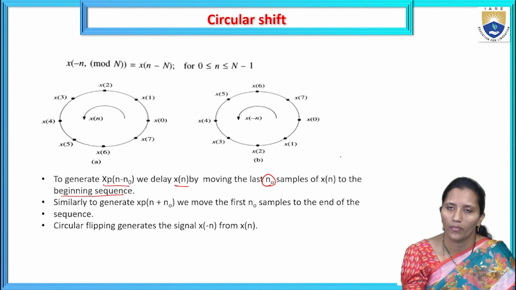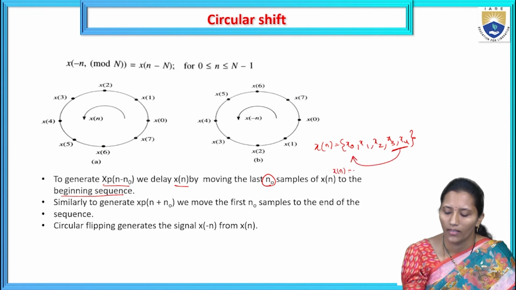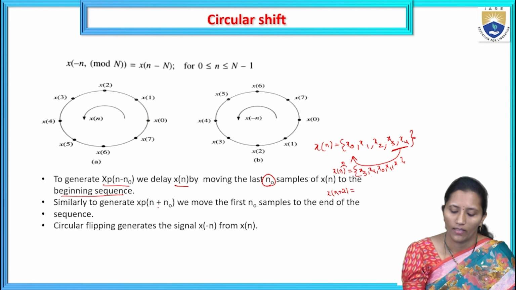Suppose I have x of n as x0, x1, x2, x3, x4. The last 2 samples will come to the beginning of your sequence. So x3, x4, x0, x1, x2. After shifting 2 units, we get this sequence, that is x of n minus 2. If we want x of n plus n naught, then move the first n naught samples to the end of the sequence.